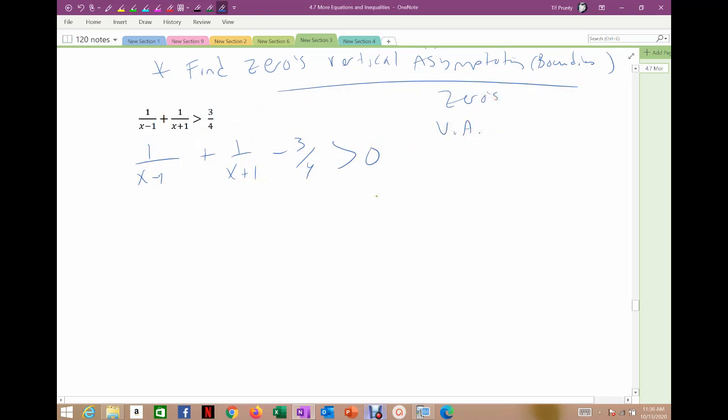And again, my zeros are a little tougher, but I can find my vertical asymptotes. What's going to cause me to divide by 0? Well, my x minus 1, my x plus 1 are my division parts, right? And so my vertical asymptotes are at 1 and negative 1, so I know those are boundaries. So it doesn't exist at 1 and negative 1, and I should have asymptotes in those cases. Alright, then I still need to find my 0, and I'm going to do that graphically.